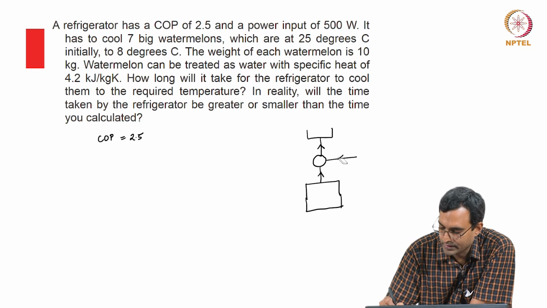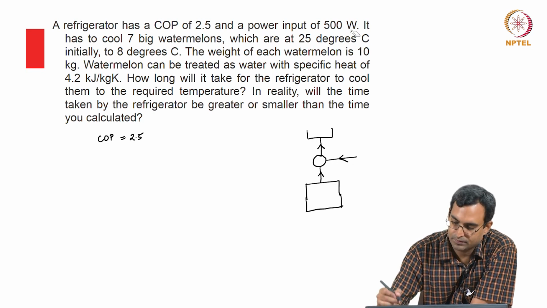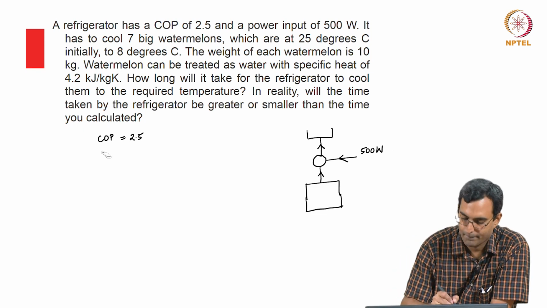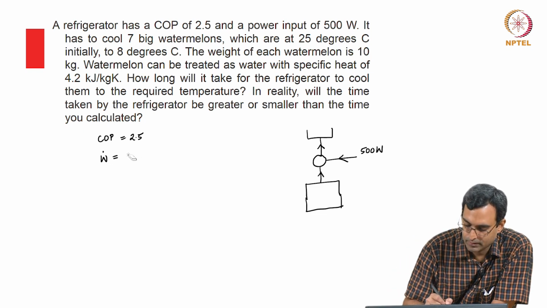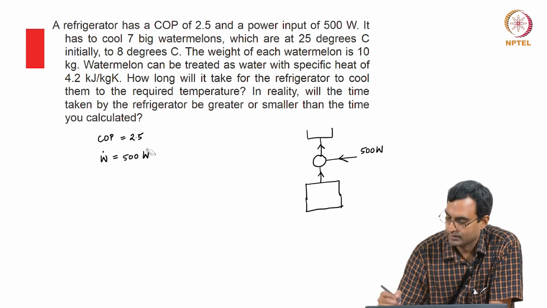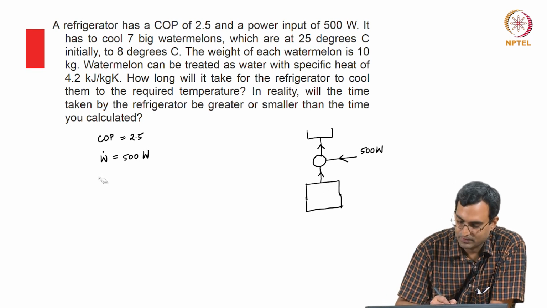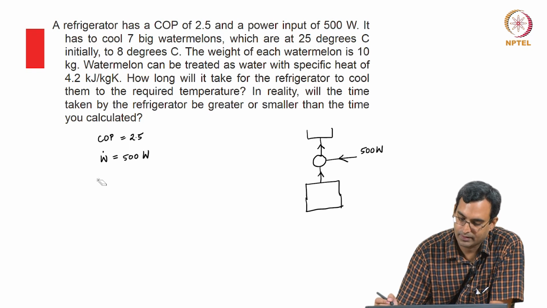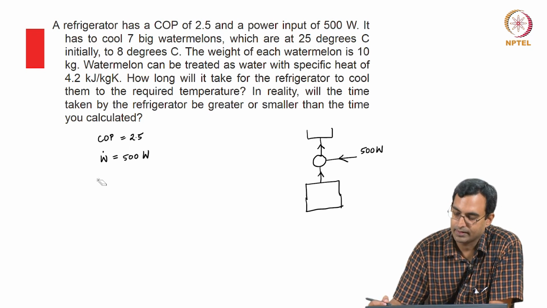In the refrigerator we need to give work. The amount of power input is given as 500 watts. We call that W naught usually. So that is 500 watts. It has to cool 7 big watermelons. This is a pretty big refrigerator. So it has 7 watermelons inside, which are at 25 degrees initially to 8 degrees centigrade.